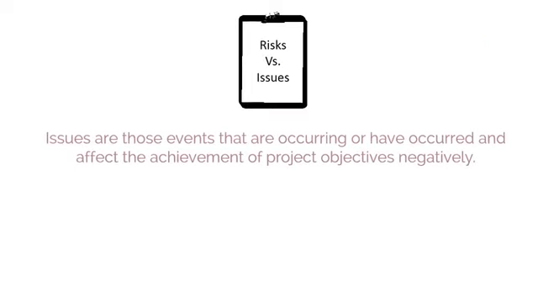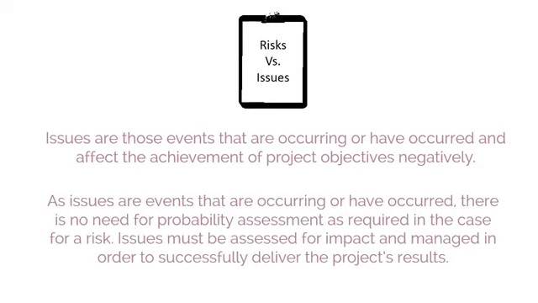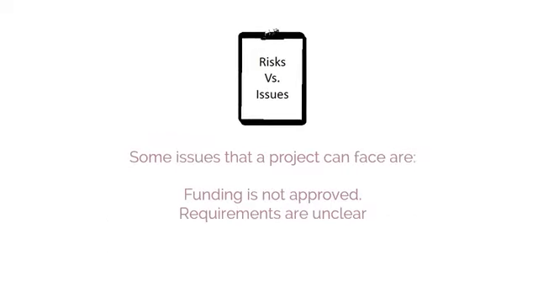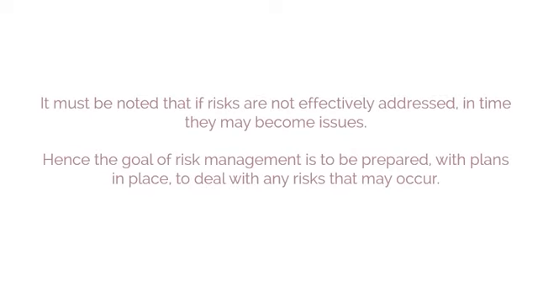Issues are those events that are occurring or have occurred and affect the achievement of project objectives negatively. As issues are events that are occurring or have occurred, there is no need for probability assessment as required in the case of a risk. Issues must be assessed for impact and managed in order to successfully deliver the project's results. Some issues that a project can face are funding is not approved, requirements are unclear, etc. It must be noted that if risks are not effectively addressed, in time they may become issues. Hence, the goal of risk management is to be prepared, with plans in place, to deal with any risks that can occur.